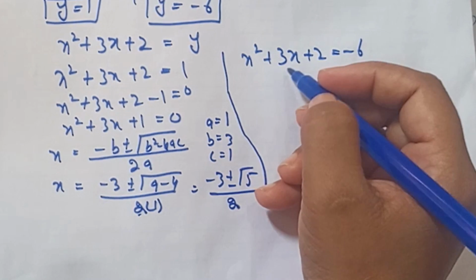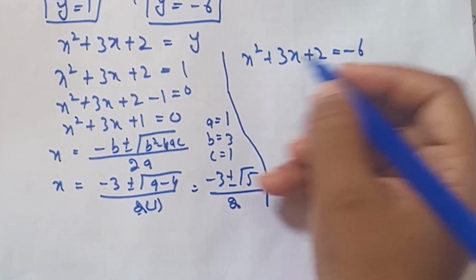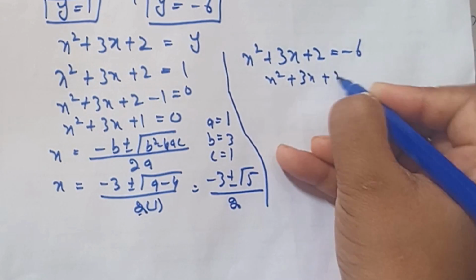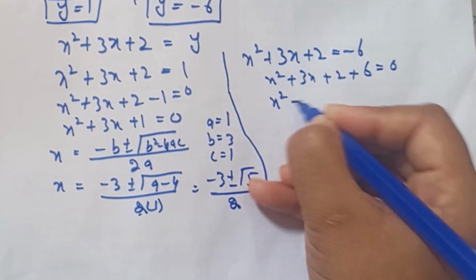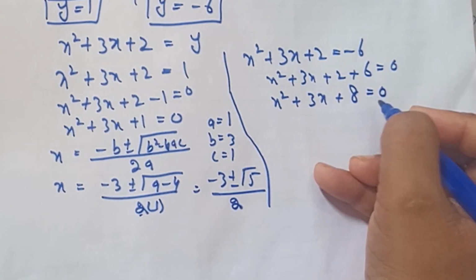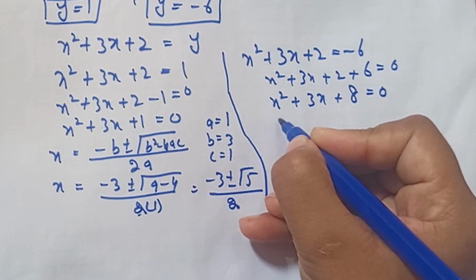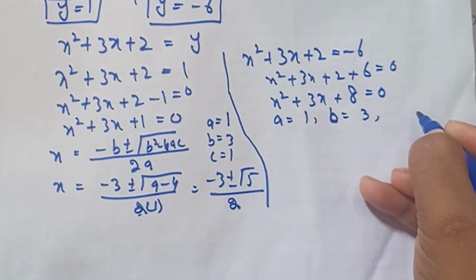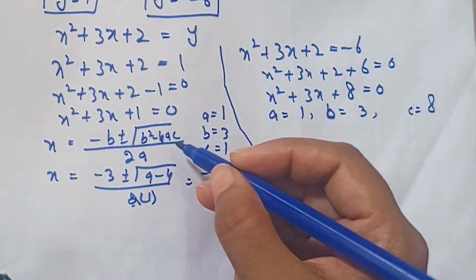Now look at the second equation. For this, we add 6 on both sides of this equation. So we get x² + 3x + 2 + 6 equals 0. And this is x² + 3x + 8 equals 0. Now we again use this quadratic formula, but in this case, a is equal to 1 and b is equal to 3 and c is equal to 8. Now we put these values in this formula.